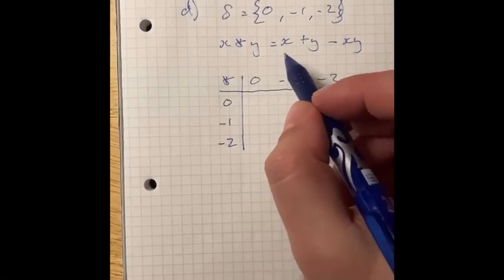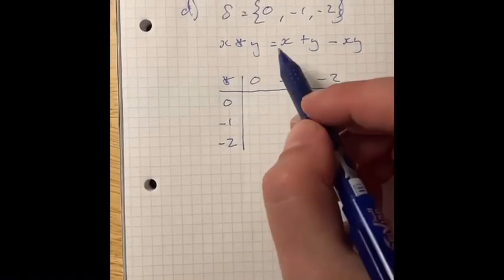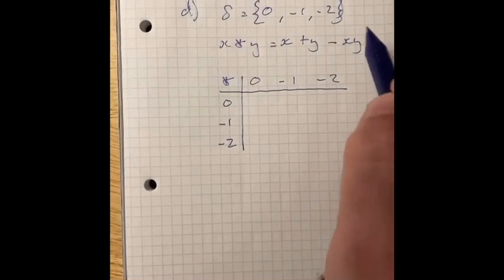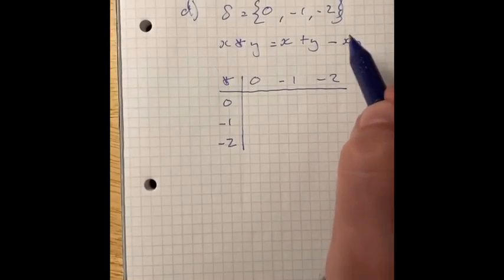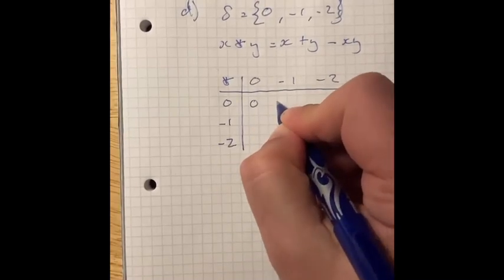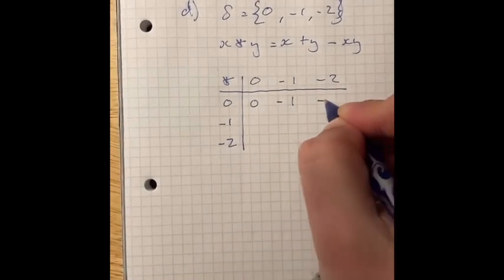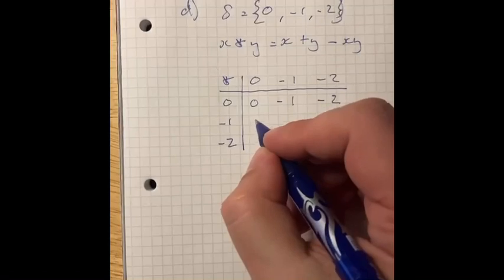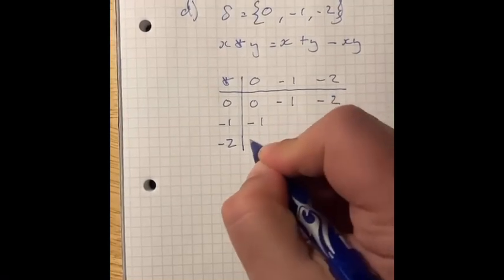So the 0 rule that we had, because it cancels that out, is going to be the same. So it's basically 0, -1 and -2, and 0, -1 and -2.